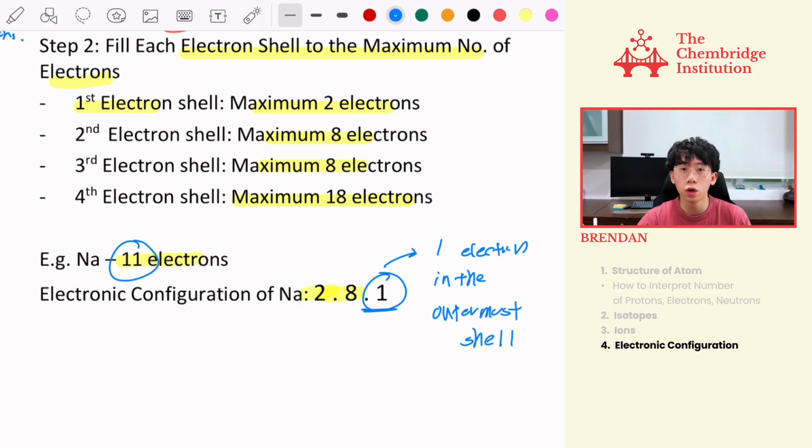And a cool thing to know is that from this electronic configuration, you can actually tell which group the atom is in. So since it has only 1 electron in its outermost shell, we know that this atom is actually in group 1.